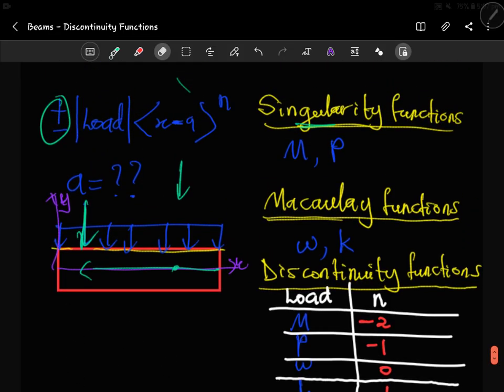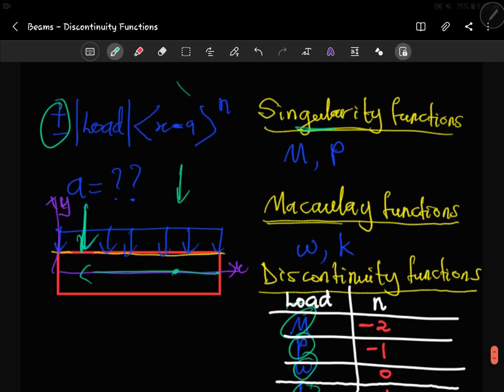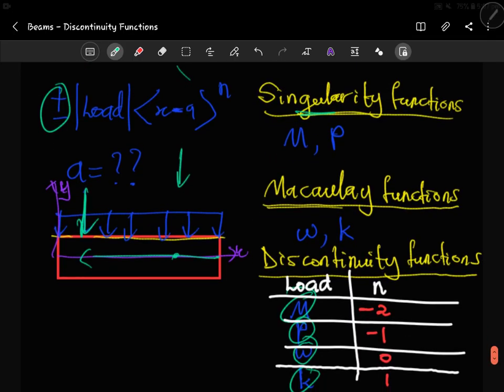The next one is the magnitude, which is what we've written here, where we have the load inside. This is basically the magnitude of whatever we are talking about. It could be any load, any of these four: moment, point load, uniform distributed or linear distributed load. Any of these four is what we put here.